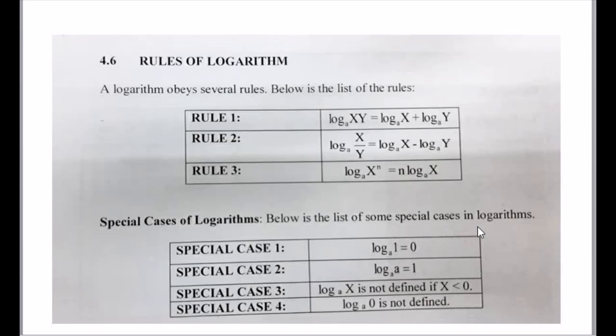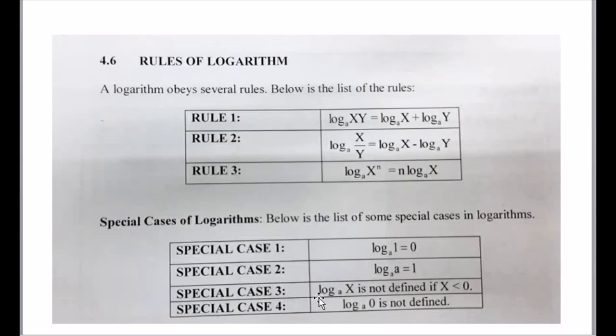Special cases of logarithm. Below is the list of some special cases in logarithm. Here we have 4 special cases of logarithm. Special case number 1. Log base e 1 will always equal 0. Again, log base e 1 will always equal 0. Special case number 2. Log base e e equals 1. We have discussed this in the example before.